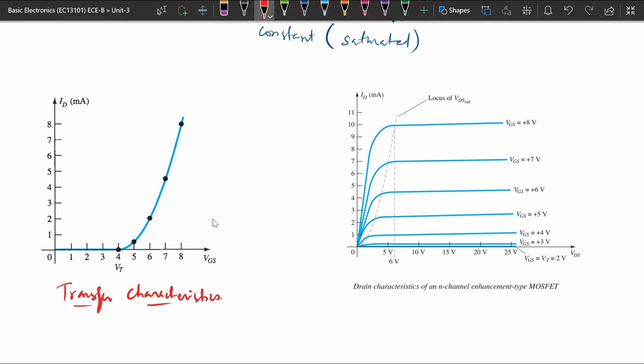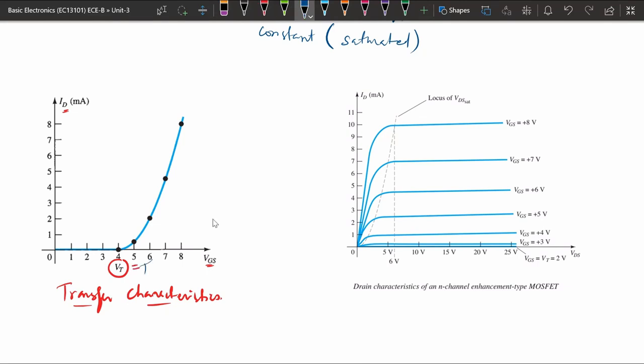So transfer characteristics will be ID and input voltage, that is VGS. ID versus VGS will show a curve similar to that of a normal diode. For a normal diode, as we increase the diode voltage, initially there will be zero current, and at a point there will be an increase in the current. The point at which the current increases is called VT. This is called the threshold voltage.